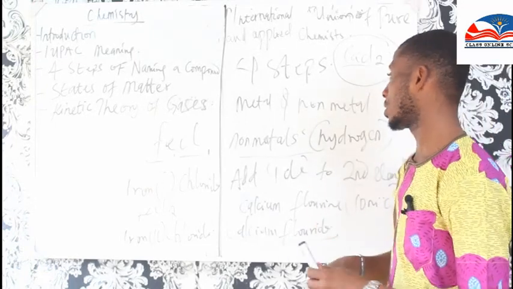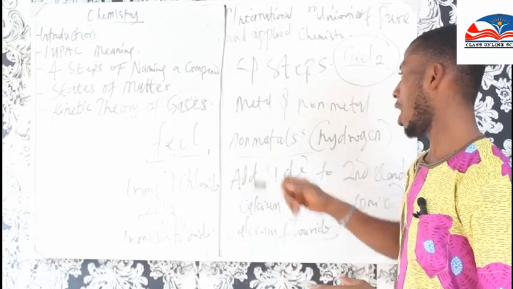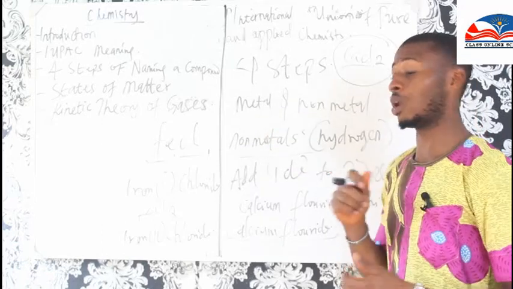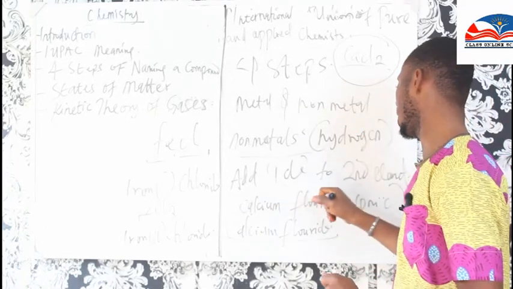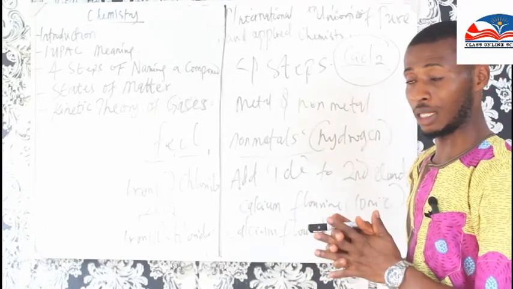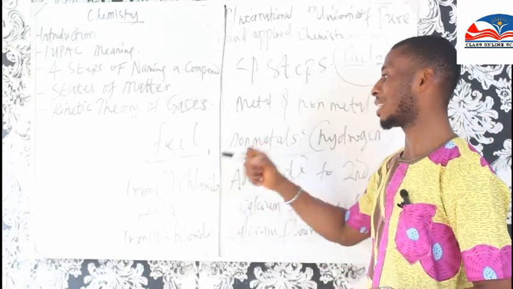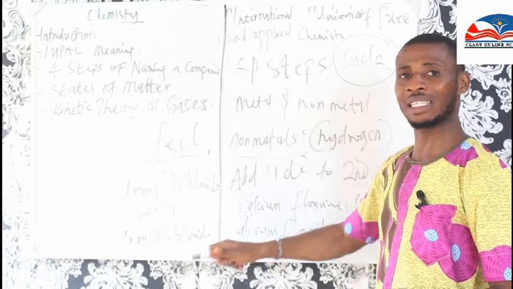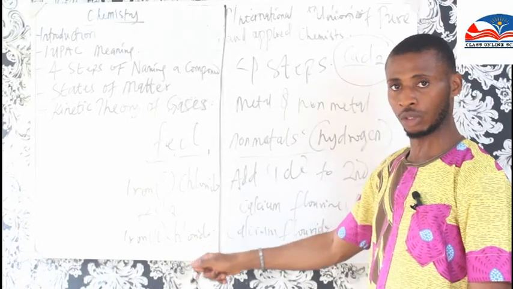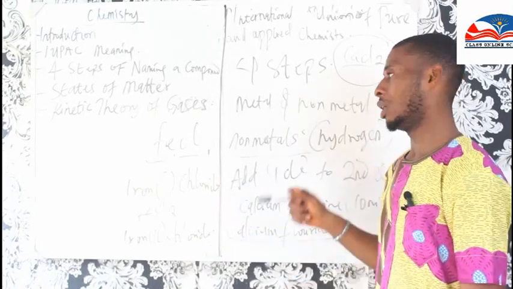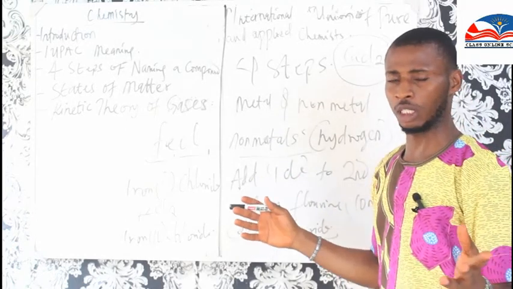Alright, the last step that we are going to engage in. Remember, the first step is knowing whether it is ionic or molecular. Ionic if it's a metal and non-metal, and molecular if it's a reaction between non-metals. The next one is to add IDE to the second element in that compound. The third one is to check whether the transition element displays an ion which we will use as a Roman numeral in the compound. Now the fourth step, which is the last one.